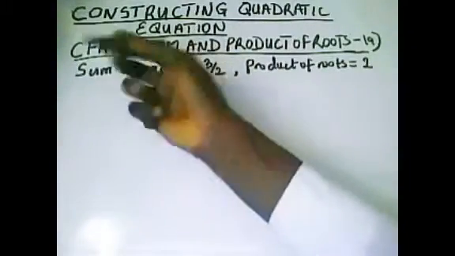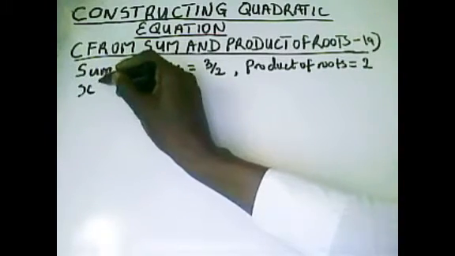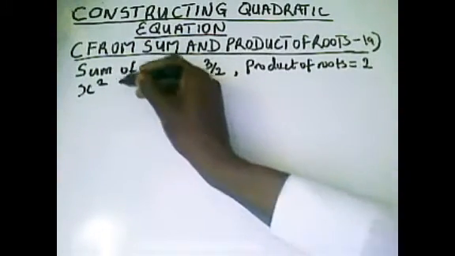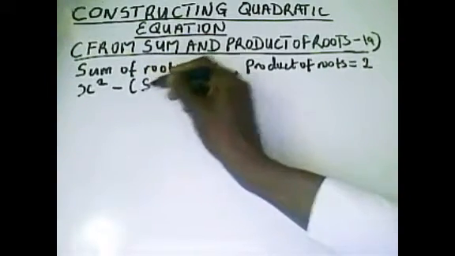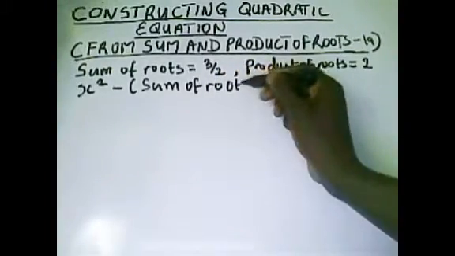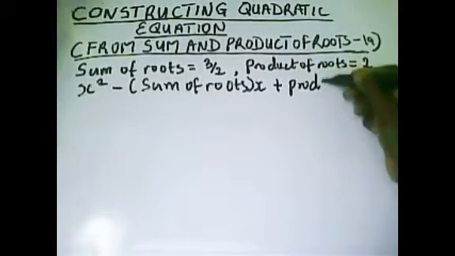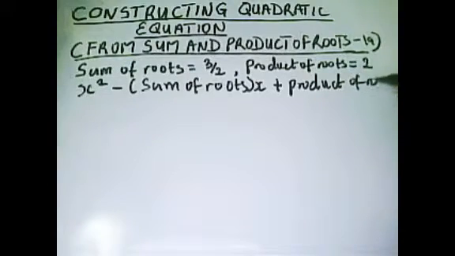And in that lesson, I wrote out a formula that says x squared minus sum of roots of x, then plus product of roots, everything equals to 0. Let's write this out very clearly. So we say product of roots and all equals to 0.